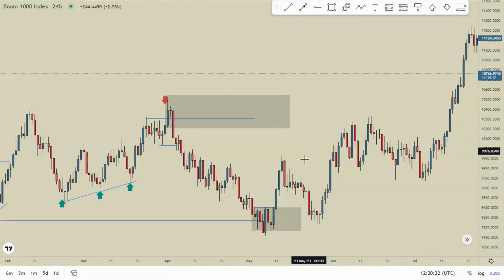Now, for us, we are going to be waiting for price as it comes to these zones here that we've marked. Now this one becomes our trading range, up here and down here.